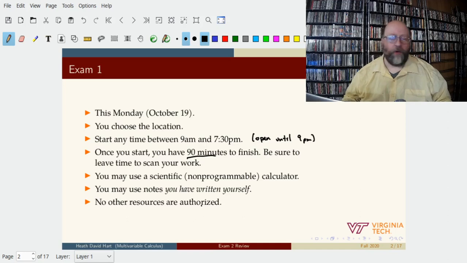In particular, no online integration tools or anything like that. It's pretty obvious when somebody has used one of those and the form of the answer is not anything like an answer that we've generated in class. They tend to generate answers using more complicated forms. So please don't do that.